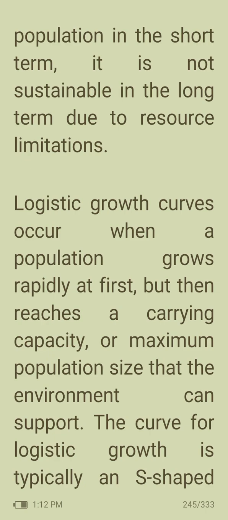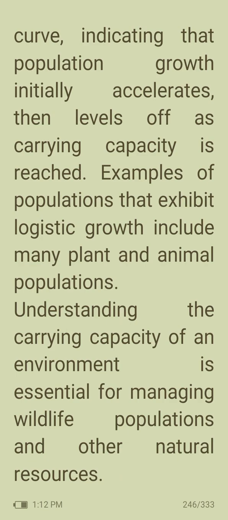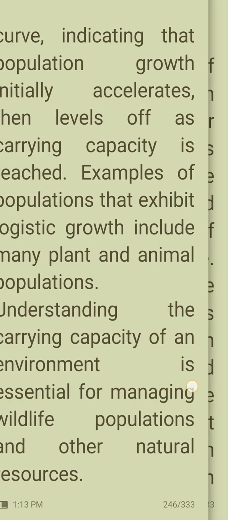Next is the logistic growth curve. Logistic growth curve occurs when a population grows rapidly at first, but then reaches a carrying capacity, a maximum population size that the environment can support. The curve for logistic growth is typically an S-shaped curve, indicating that population growth initially accelerates, then levels off as carrying capacity is reached. So, examples of populations that exhibit logistic growth curve include many plant and animal populations. Understanding the carrying capacity of an environment is essential for managing wildlife populations and other natural resources.